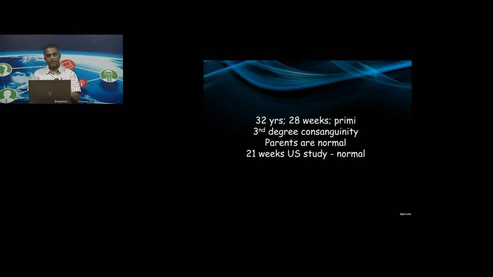Now, the first case scenario which I'm going to flash now is a 32-year-old, 28 weeks. She's a primi. There's history of third-degree consanguinity, which is first cousins who are married. The parents basically are normal. The 21 weeks ultrasound study, which I have done myself, was normal. So now, remember, she is 28 weeks.